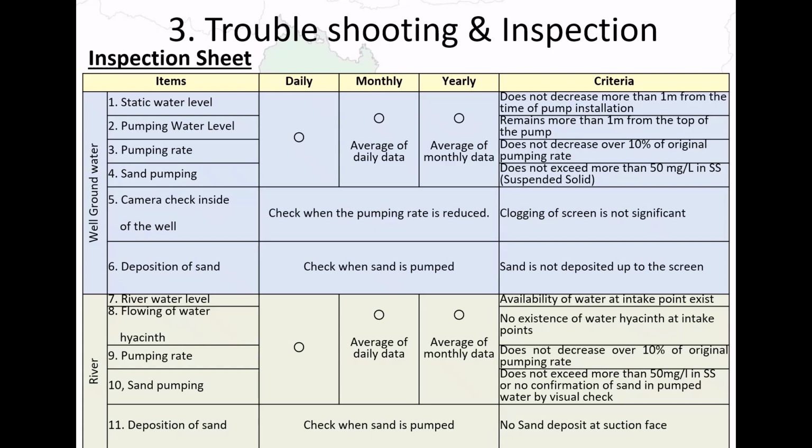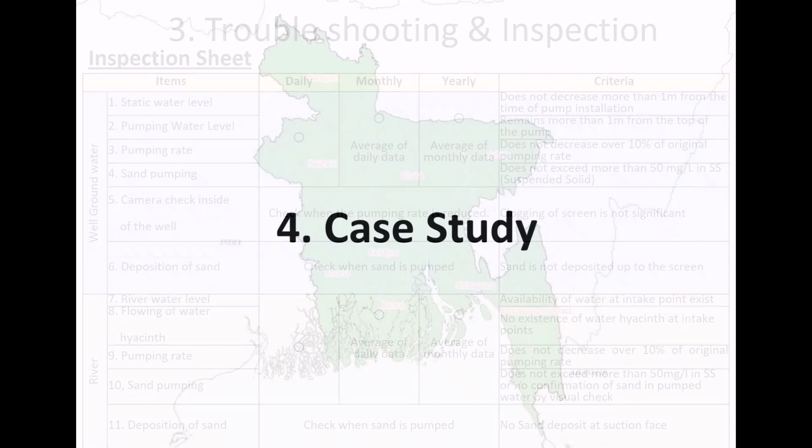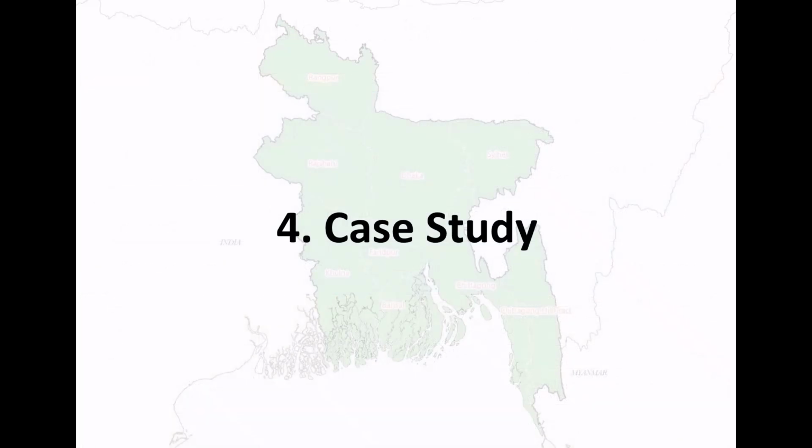The monthly data will be the accumulation of daily summarized data, while yearly data will be created in the same way from the monthly data. In this inspection sheet, the criteria for each item are introduced, and the details are found in the manual, in the part on confirmation points and control measures. For your better comprehension and practical usage of the knowledge obtained from the manual, we are going to tackle a case study from now.